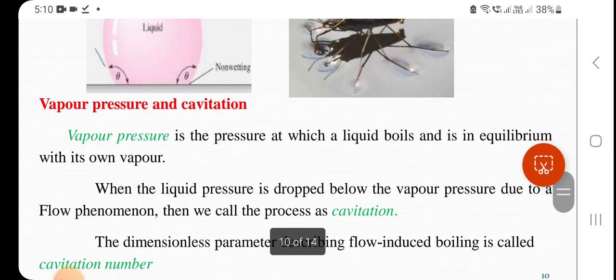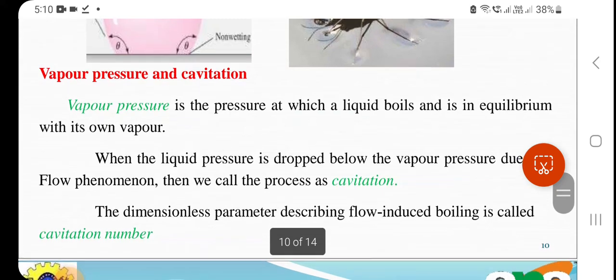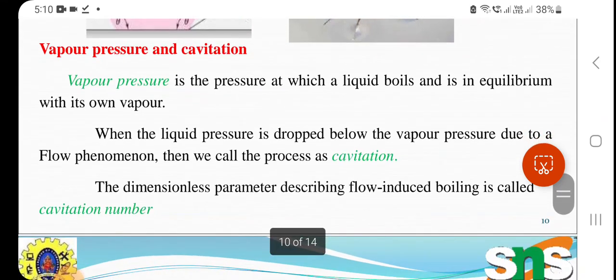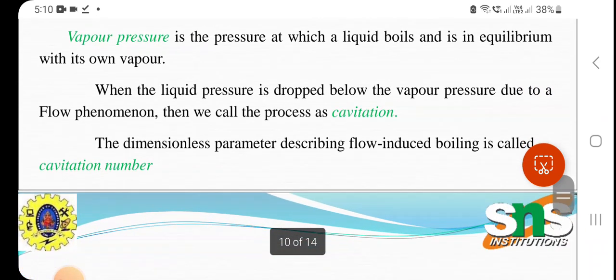Vapor pressure is the pressure at which a liquid boils and is in equilibrium with its own vapor. When the liquid pressure is dropped below the vapor pressure due to a flow phenomenon, we call the process cavitation. The dimensionless parameter describing flow-induced boiling is called the cavitation number.